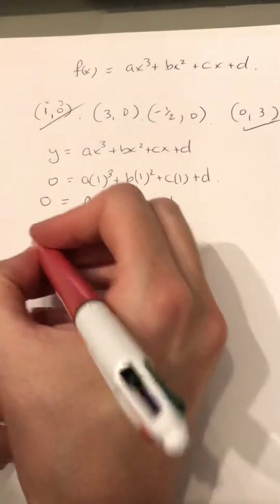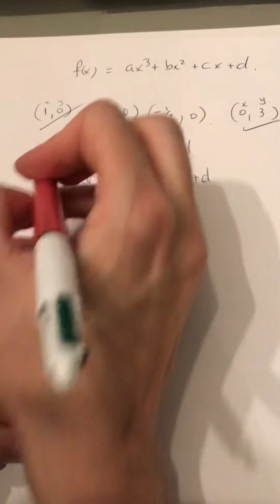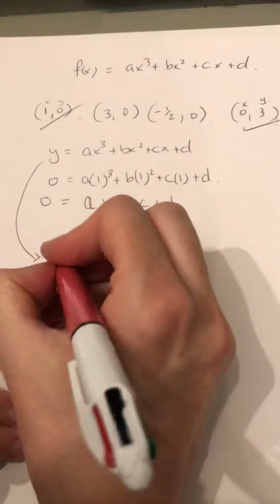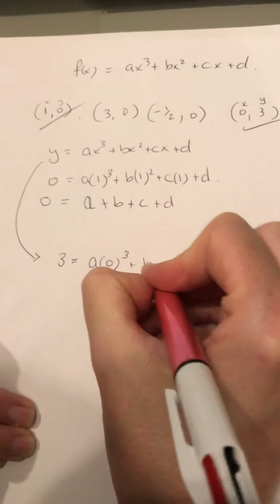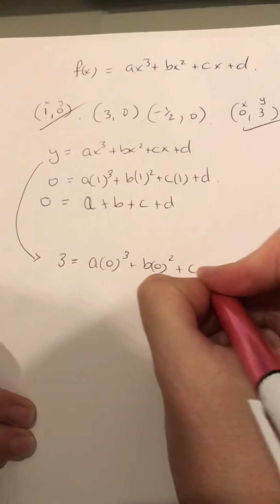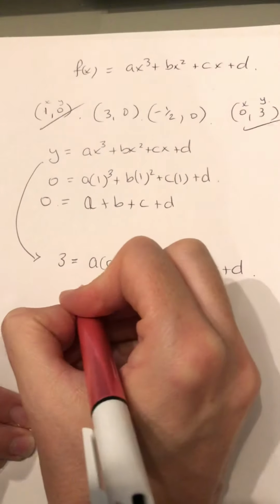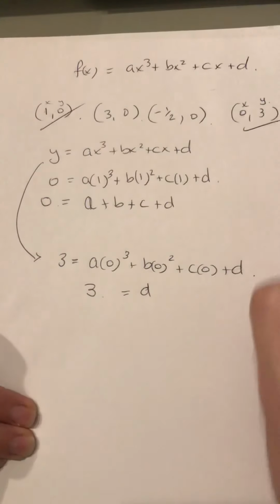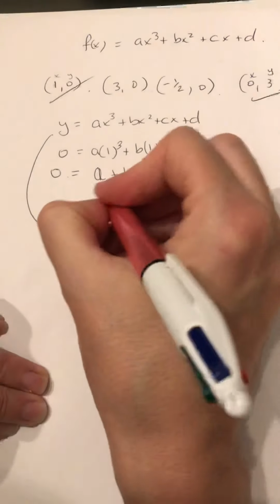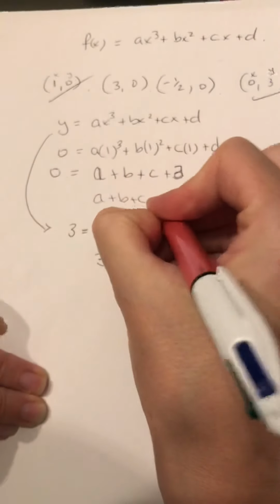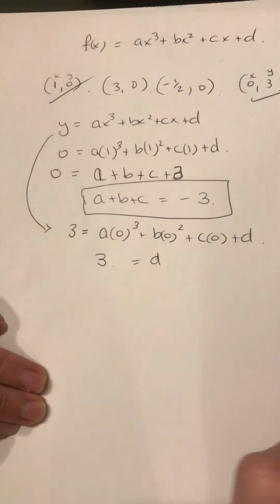Let's use this one, (0, 3). So that's my x, that's my y. So I have, again, 3 is equal to ax cubed plus bx squared plus cx plus d. Now that is actually nice, because now I've figured out that d is 3. So d is 3. I'll change that up there, which means I now have a plus b plus c is equal to minus 3. Now we're back to a simultaneous equation that I have seen before.